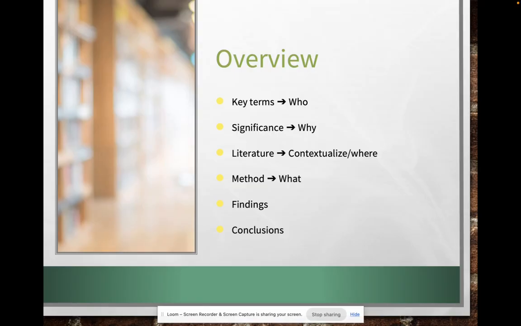So I'm going to start by going over key terms. I'll talk about the significance of the study. I'll go over the literature. So again, that's researching what other people have already done on this topic. It helps to contextualize your study. I'll go over my methods, my findings, and my conclusion. And I would say this is a pretty standard way of organizing how you present research.